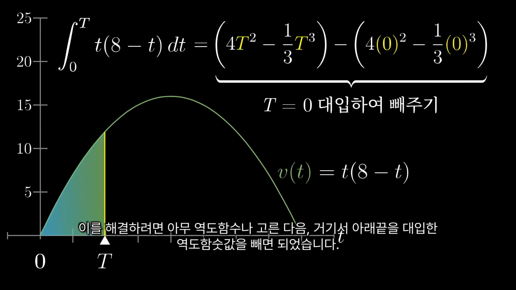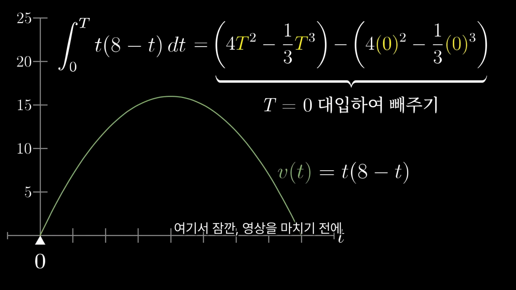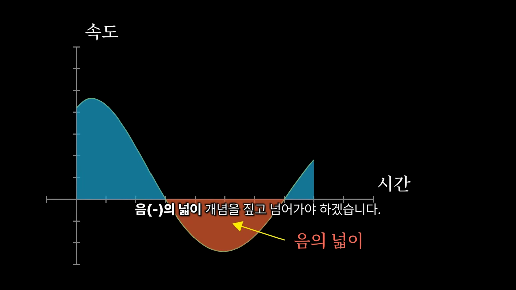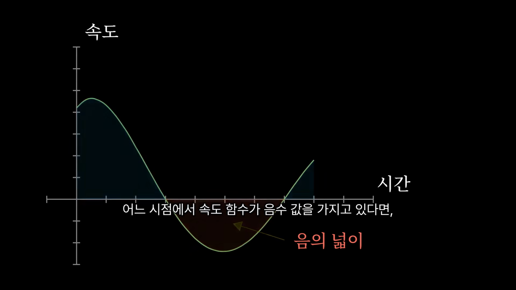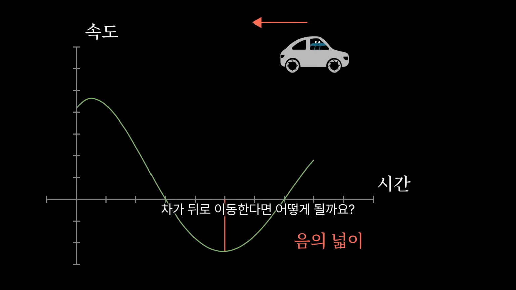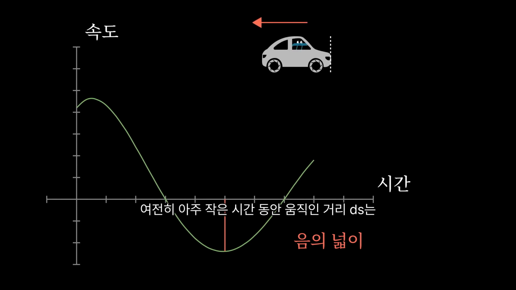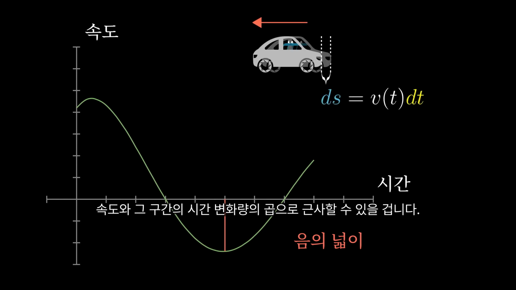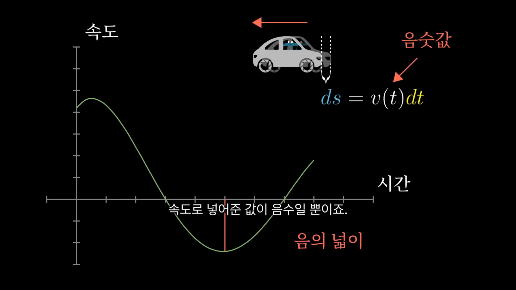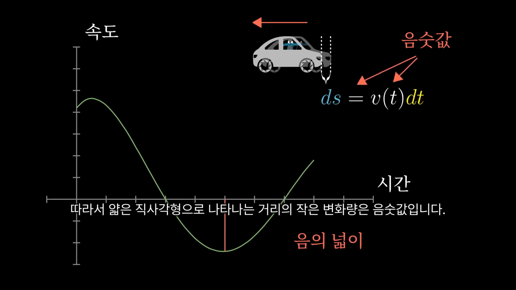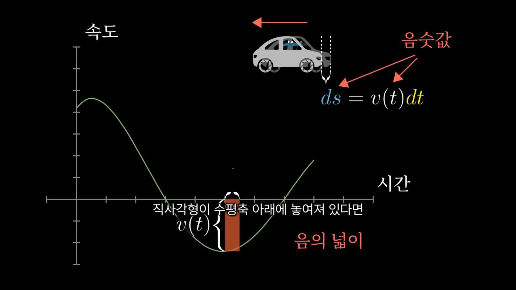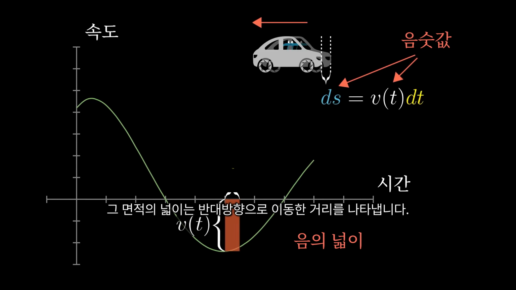By the way, one important thing to bring up before we leave is the idea of negative area. What if the velocity function was negative at some point, meaning the car goes backwards? It's still true that a tiny distance traveled, ds, on a little time interval is about equal to the velocity at that time multiplied by the tiny change in time. It's just that the number you'd plug in for velocity would be negative, so the tiny change in distance is negative. In terms of our thin rectangles, if a rectangle goes below the horizontal axis, like this, its area represents a bit of distance traveled backwards.